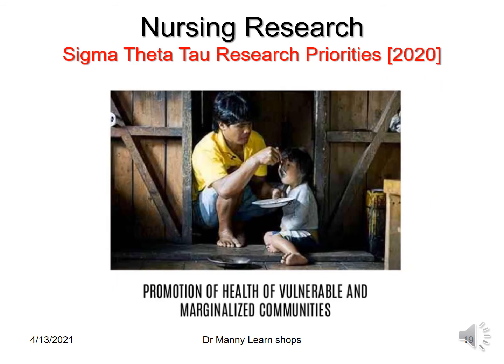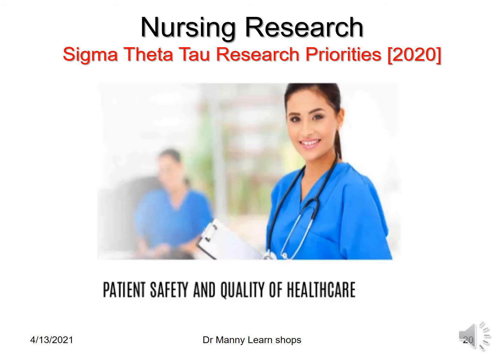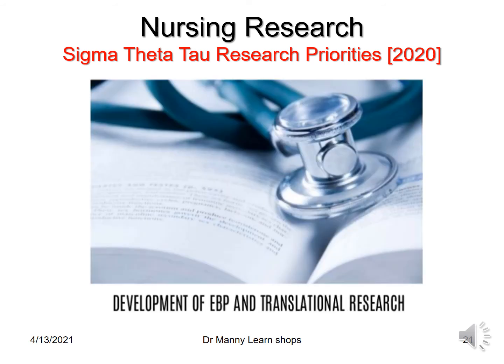Some of the objectives of Sigma Theta Tau research, their priorities, are: one, to promote the health of vulnerable and marginalised communities, which are in Malaysia as well as the global community. It's to promote patient safety and quality of healthcare, which is one of my passions, which I refer to as patient advocacy, because I don't think you can have patient safety without patient advocacy, which is a role that is very rarely mentioned in nursing. Then you've got the development of evidence-based practice and translational research, which should translate to all disciplines in healthcare.